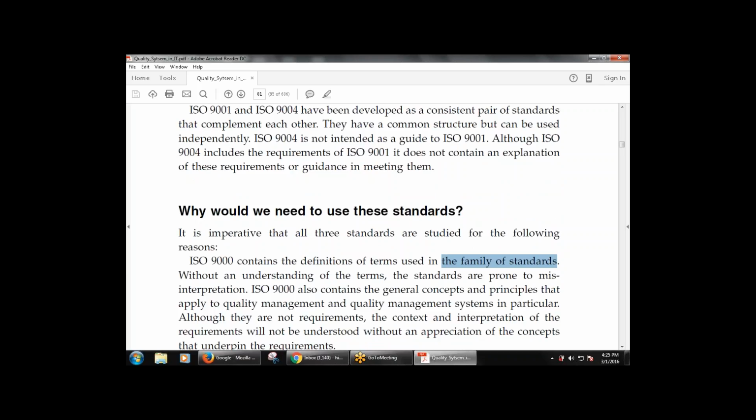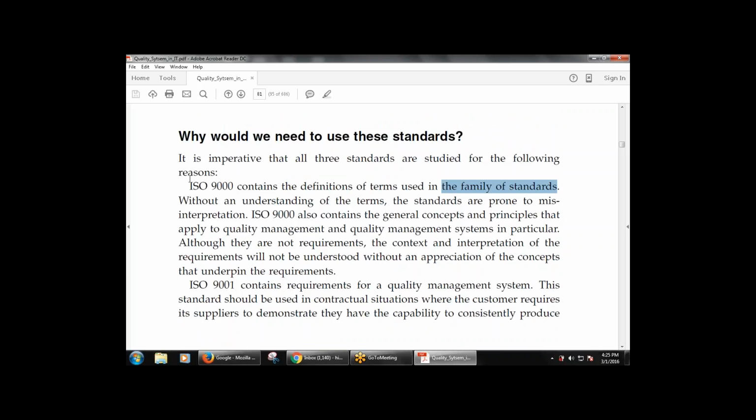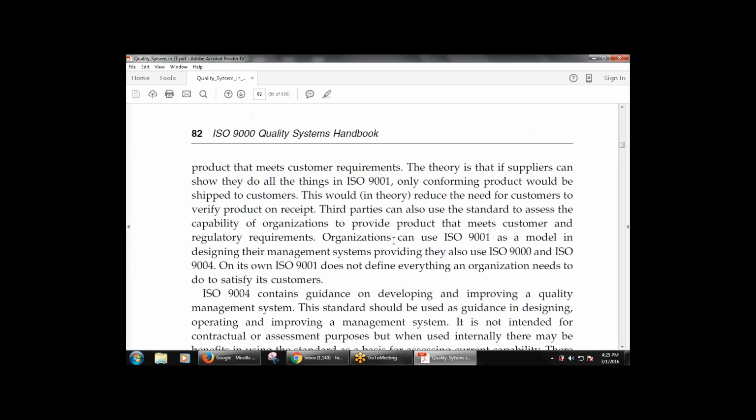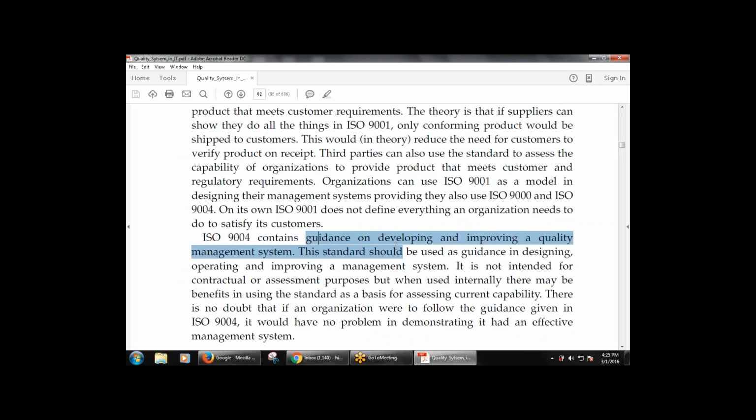So the ISO 9000 standards contain the general concepts and principles that are applied to the quality management system. That is the ISO 9000 standard, and ISO 9001 contains the requirements for a quality management system. That is the ISO 9001 standard. It should be used in contractual situations where the customer requires its supplier to demonstrate a capability to consistently provide the product. Then ISO 9004 contains guidance on developing and improving a quality management system.